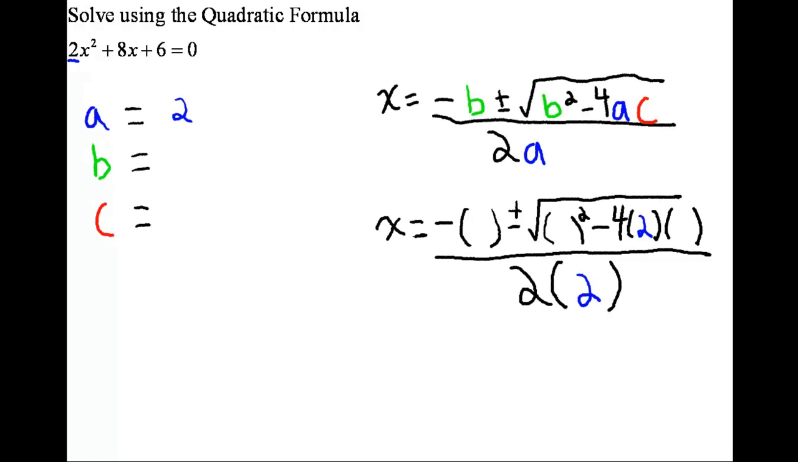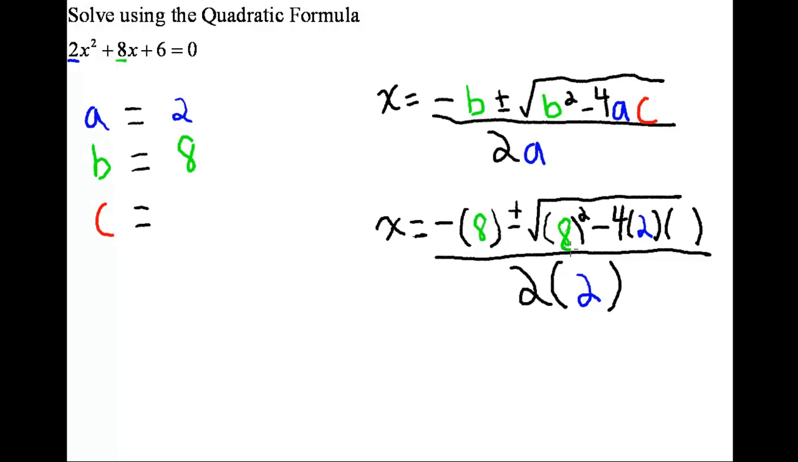Now B is going to be the coefficient of the linear term. So B here is 8. This is the linear term because it's x to the first power. And again, it's just the coefficient, so 8. And anywhere you see a green B, we're going to put the 8 in. So we're going to put an 8 in here and an 8 in here.